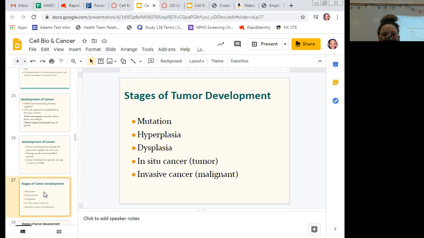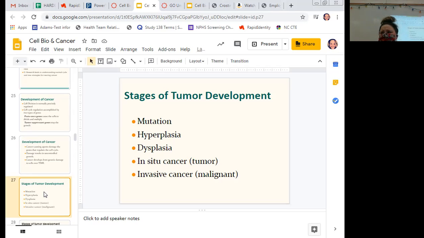Then you have your stages of tumor development. Hint, hint. Stages of tumor development. You need to know how these progress. A mutation is something went wrong. Hyperplasia is, oh, we got a lot of cells coming up all of a sudden over here.